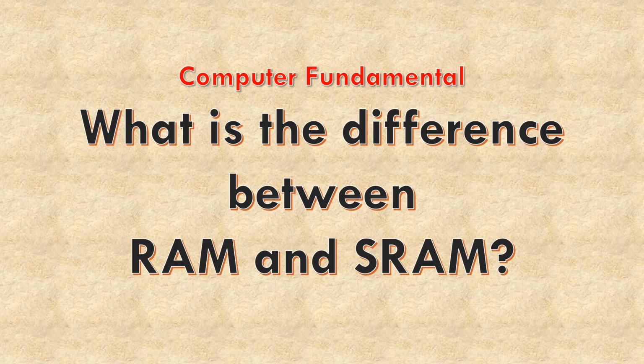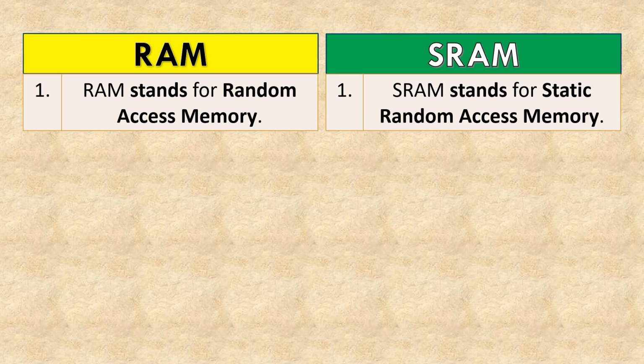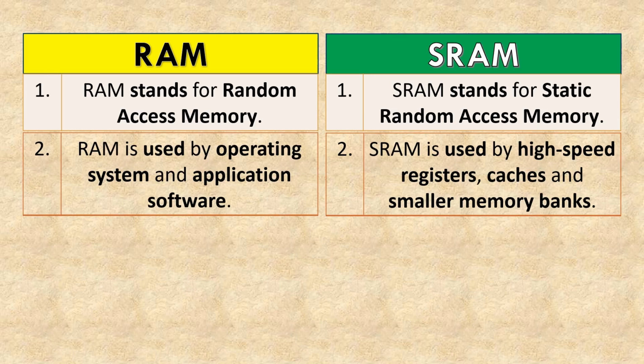In this video, we will discuss the difference between RAM and SRAM. RAM stands for Random Access Memory. SRAM stands for Static Random Access Memory. RAM is used by the operating system and application software. SRAM is used by high-speed registers, caches and smaller memory banks.